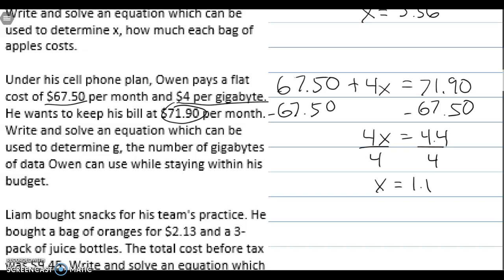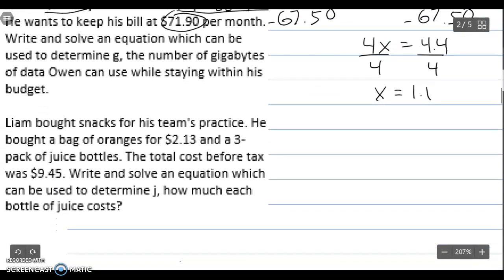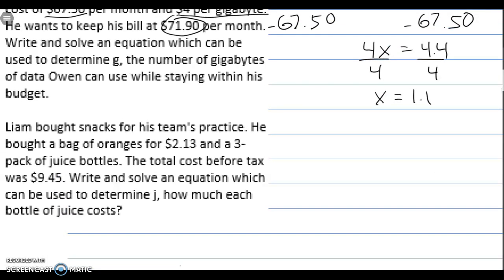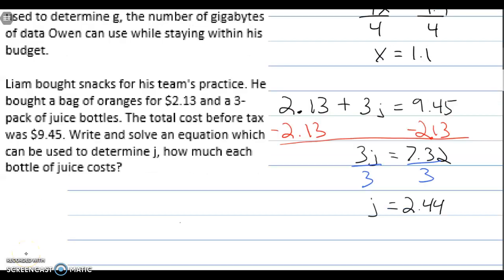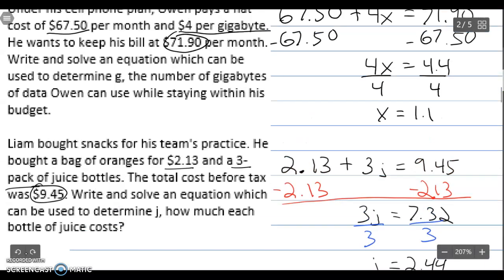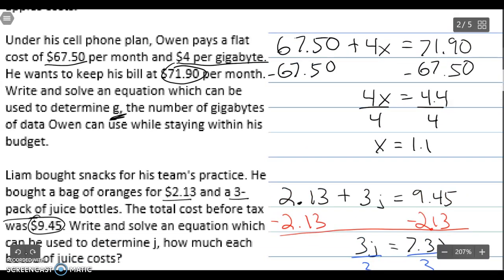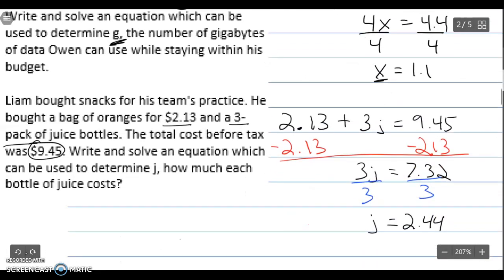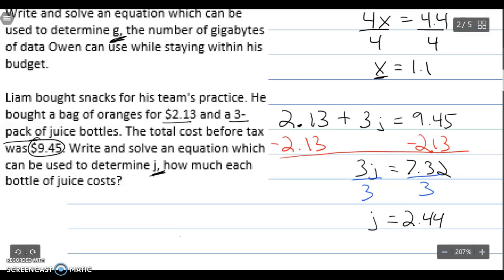Okay, go ahead and take a look at this last example and see if you can solve this one on your own. All right, so in this particular example, you should get $2.44. The total amount here was $9.45, and you have the 2.13 plus the 3 packs of juice bottles. Okay, so we want to know the cost per juice bottle. In the last example, it said to use G, but I just used x. But on this one, I made sure I used J because it said to use J.